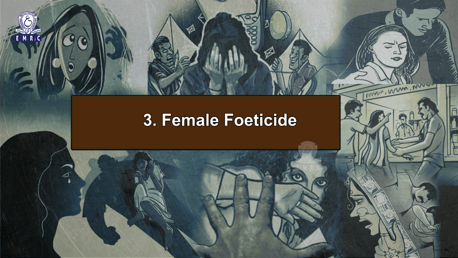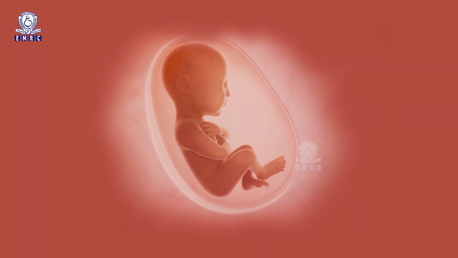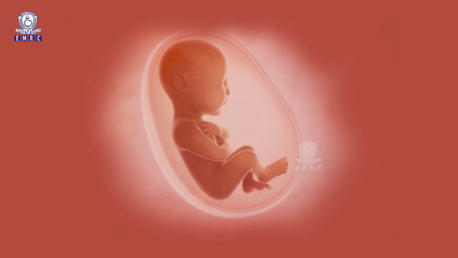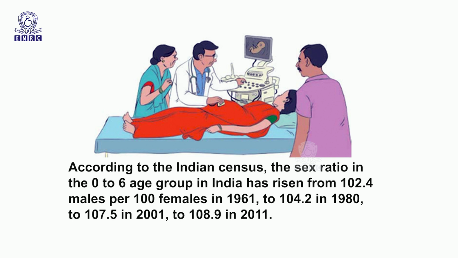Third one is female feticide. Female feticide is the abortion of a female fetus outside of legal methods. The frequency of female feticide in India is increasing day by day. According to the Indian census, the sex ratio in the 0 to 6 age group in India has risen from 102.4 males per thousand females in 1961 to 104.2 in 1980, to 107.5 in 2001, to 108.9 in 2011.